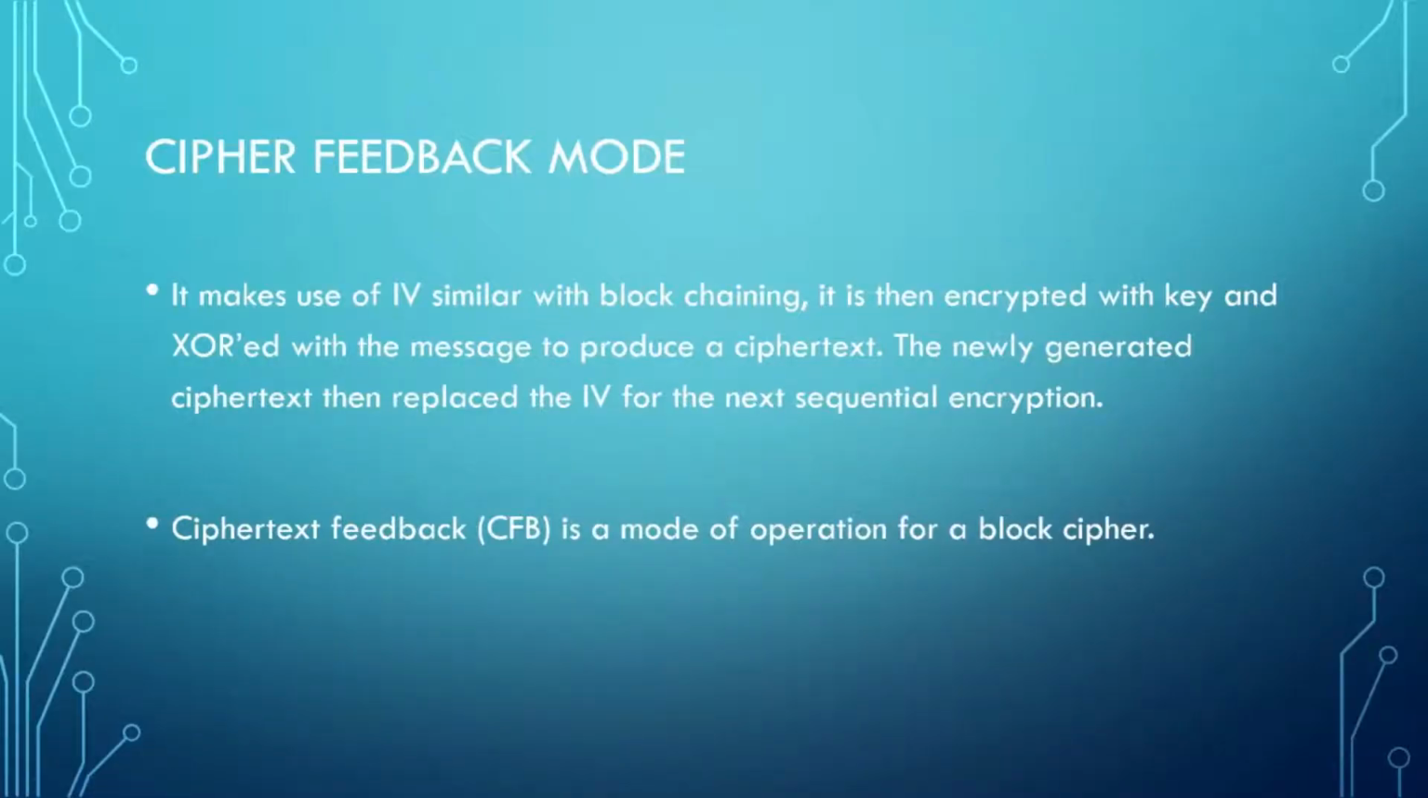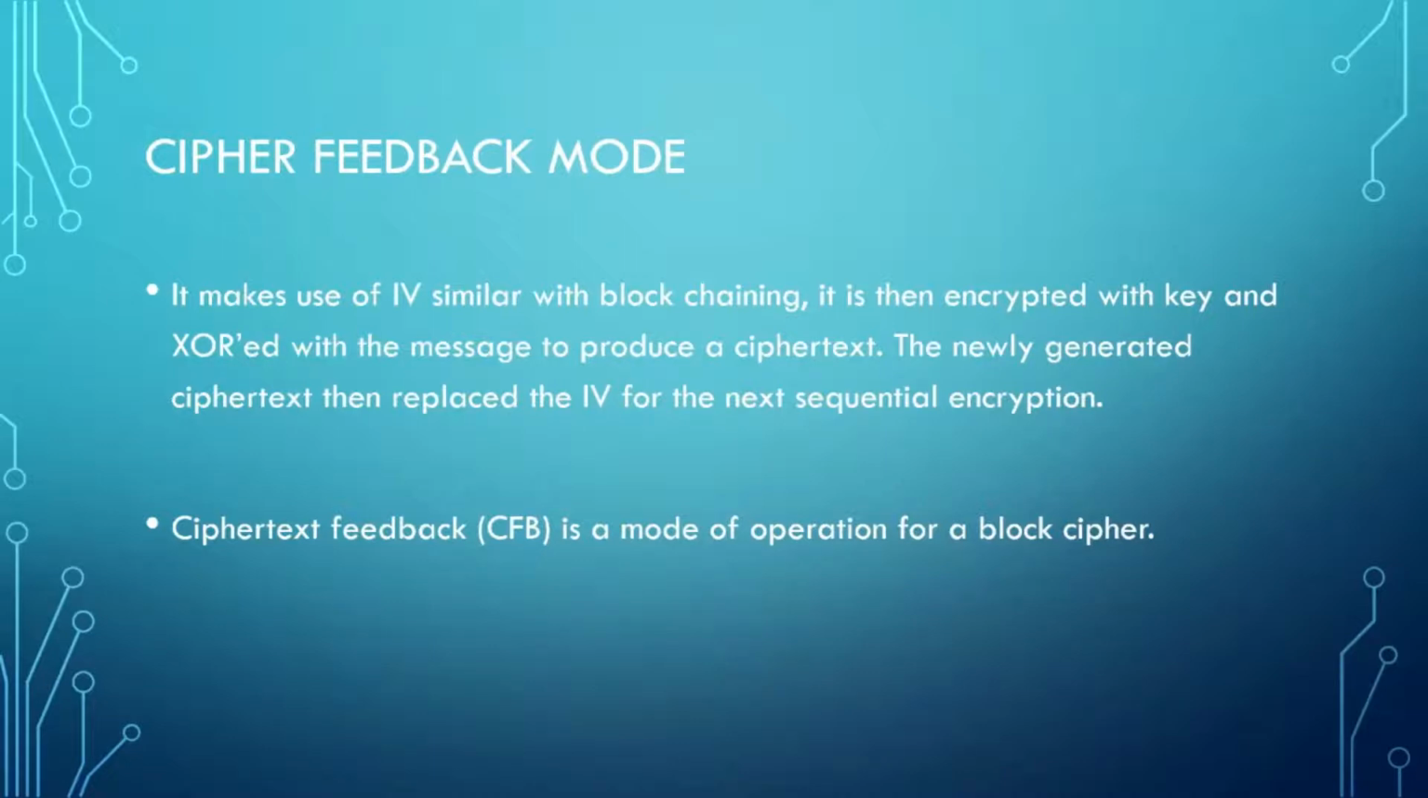This is from the questions. So it makes use of the Cipher Feedback mode. It makes use of an IV, similar to block chaining. It is then encrypted with the key and XORed with the message to produce a ciphertext. The newly generated ciphertext then replaces the IV for the next sequential encryption. Decryption is almost the same, but it uses the ciphertext as the IV.